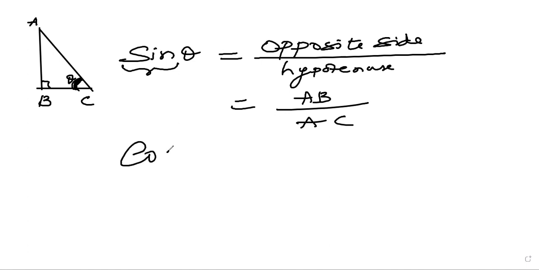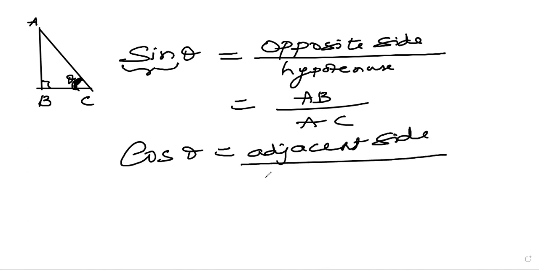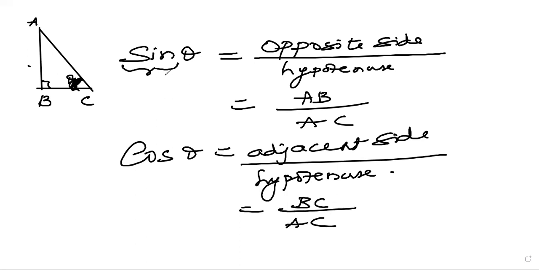Same way, children, cos theta is adjacent side upon hypotenuse. Now look here, children. Adjacent side upon hypotenuse. Hypotenuse is what? AC, the side opposite to 90. And adjacent side, how to identify it? Simple: the opposite side of theta is AB, correct, and the side containing theta, BC, is the adjacent side. AC is the hypotenuse, so naturally it has to be BC upon AC. So whether you find sine or cos, you should know the angle.